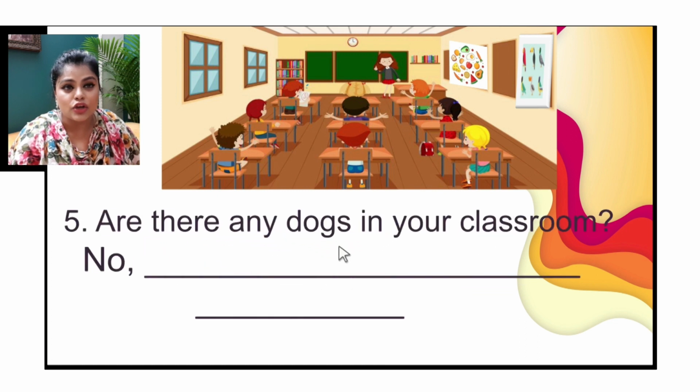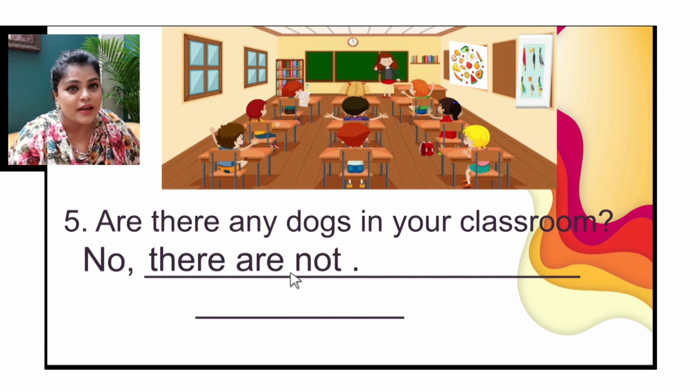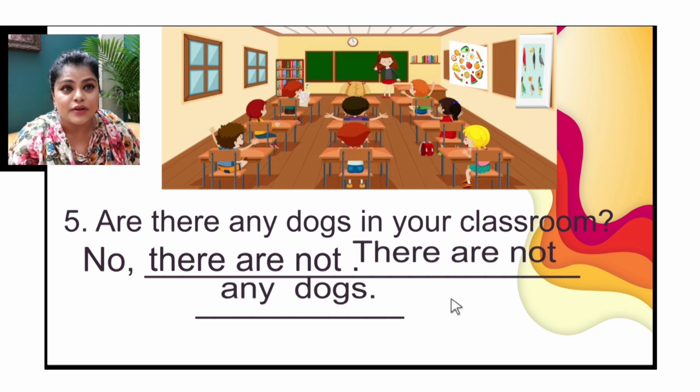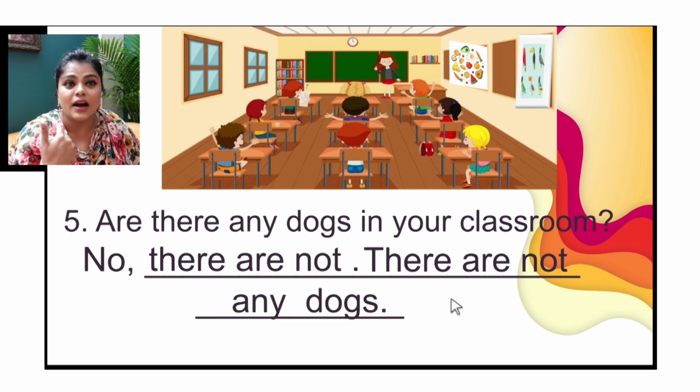Let's see the next question. Are there any dogs in your classroom? Now see the classroom. Are there any dogs? No, there are not. Very good. Now, next sentence: there are not any dogs. Or we can say there are no dogs. Remember, we have done there are no dogs. There are not any dogs.